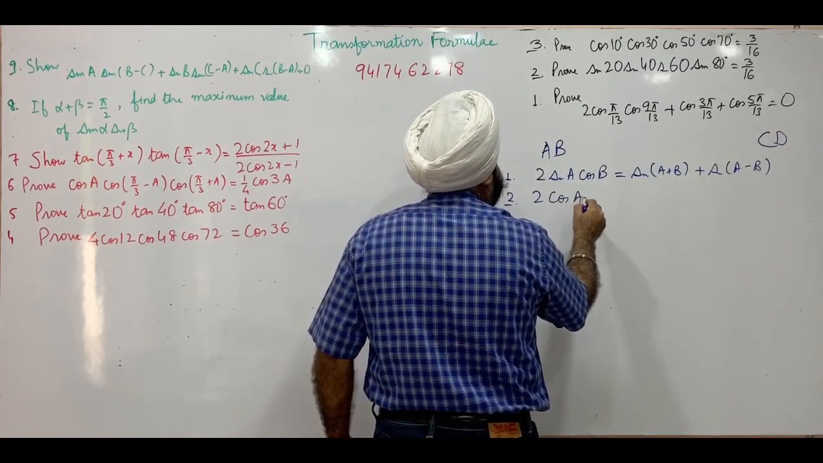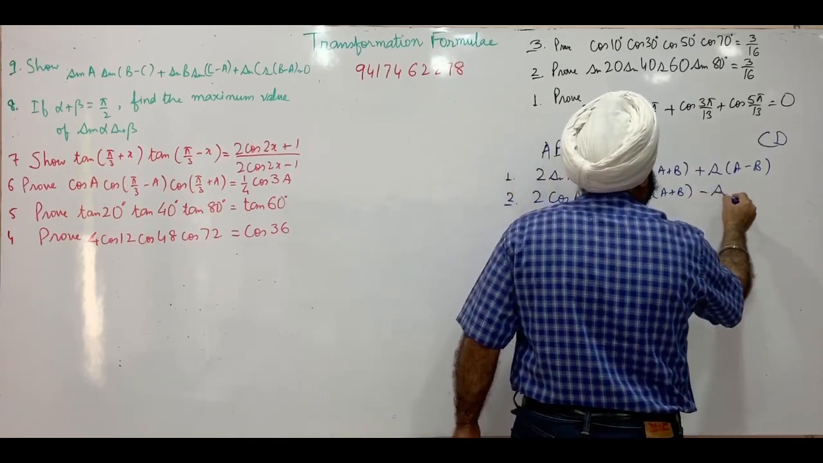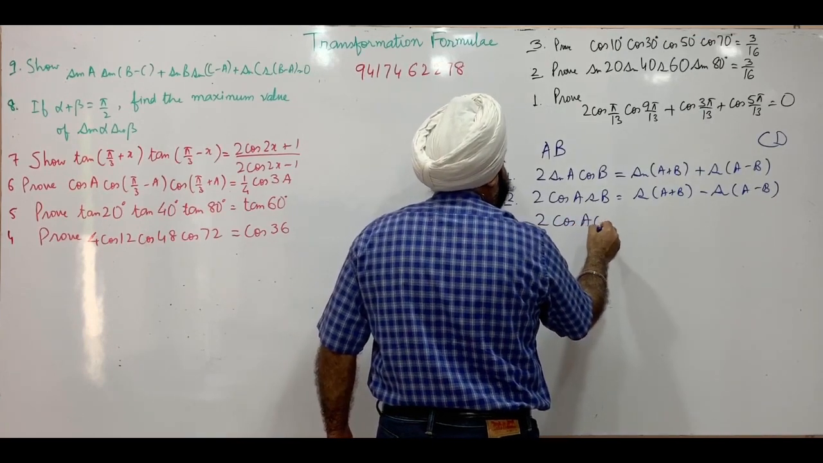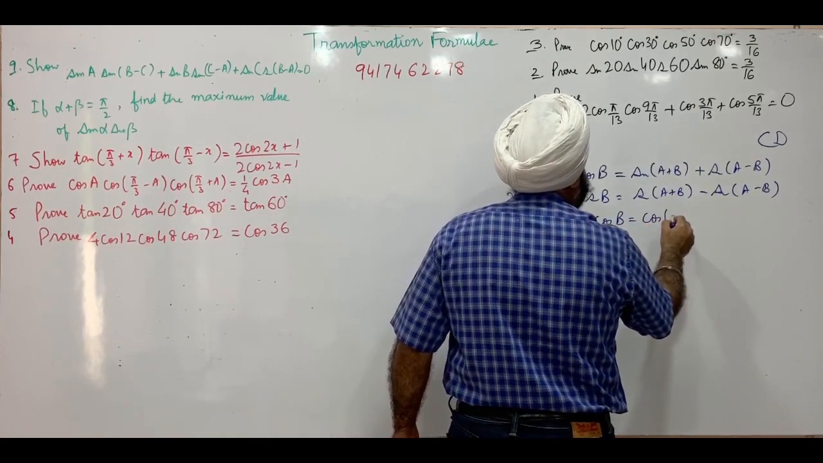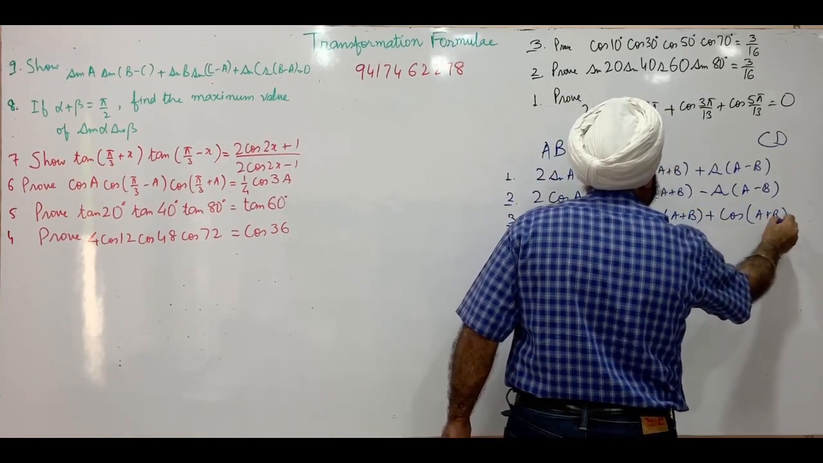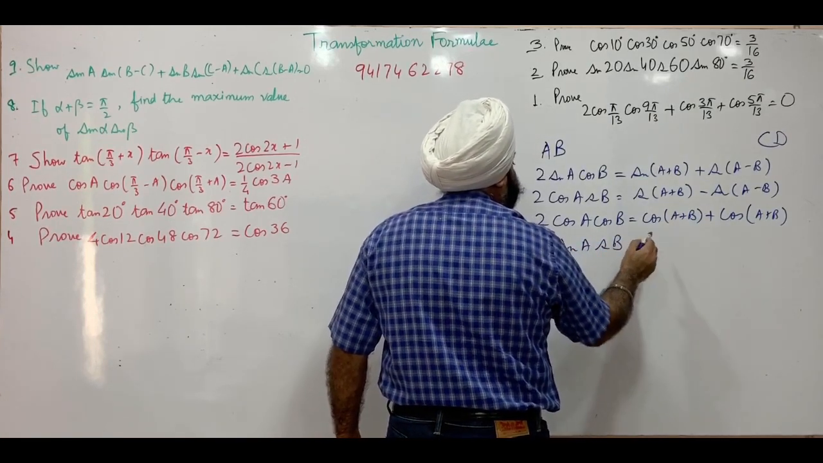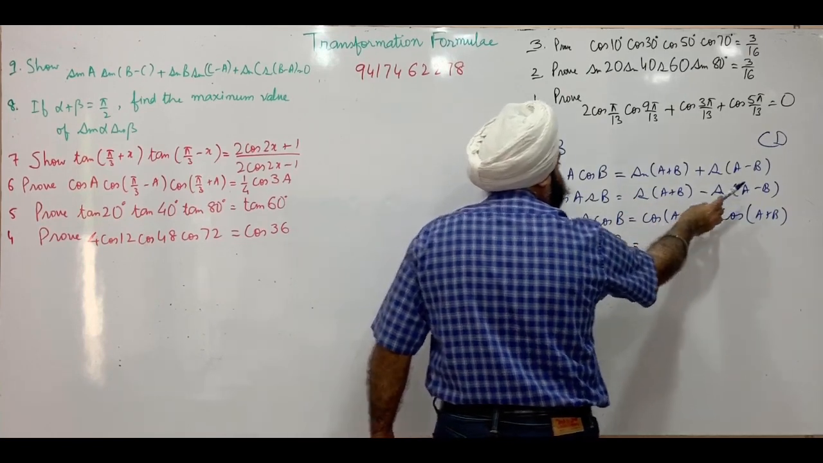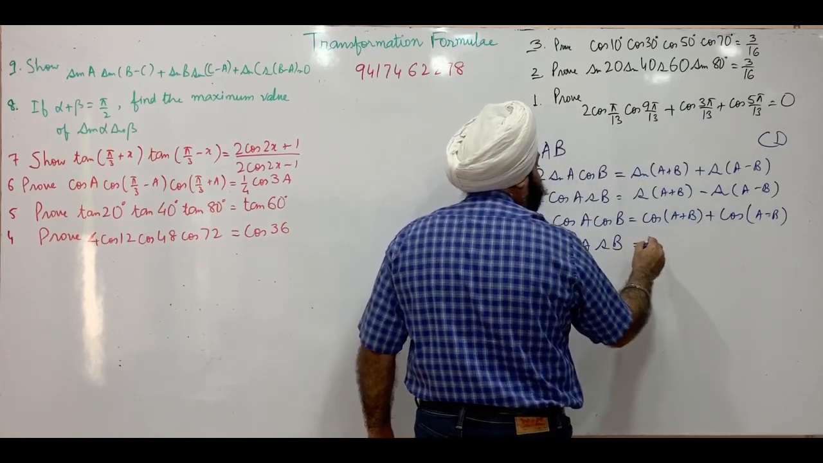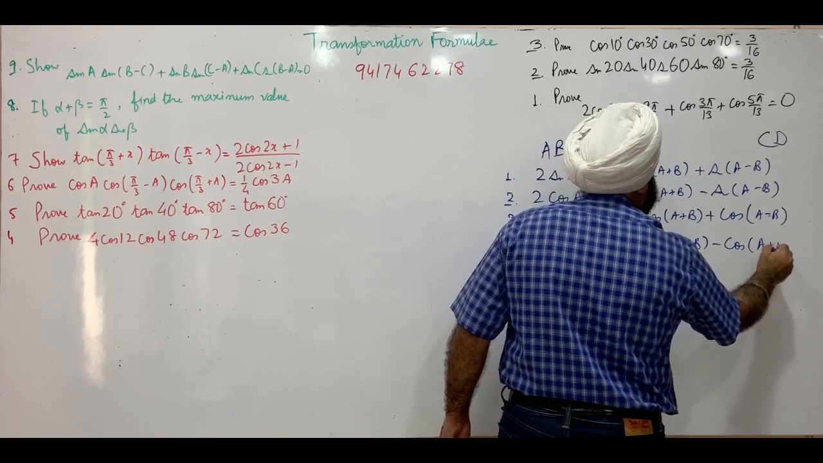2 cos A sin B is equal to sin(A+B) minus sin(A-B). The third one, 2 cos A cos B, is cos(A+B) plus cos(A-B). And the fourth formula is 2 sin A sin B. So we have A plus B and A minus B in each, but in the fourth formula it is cos(A-B) minus cos(A+B).